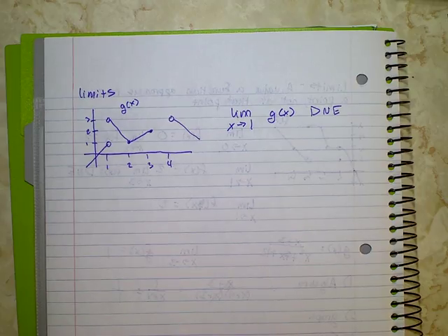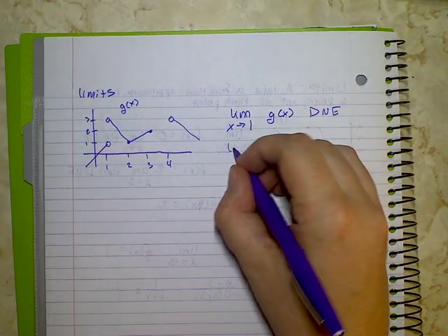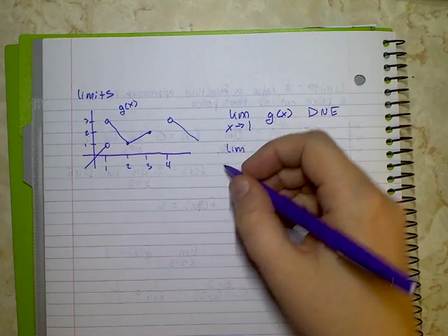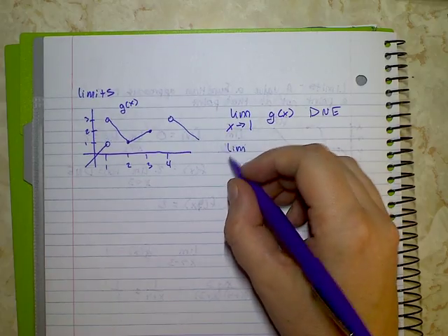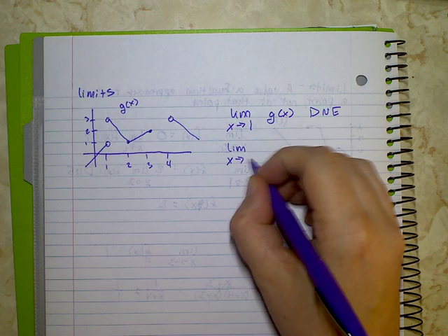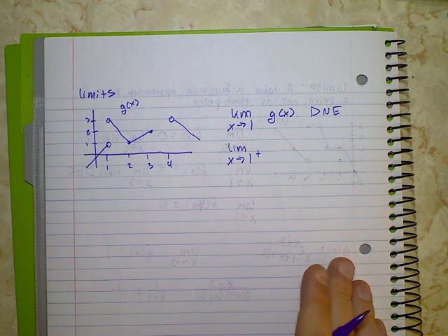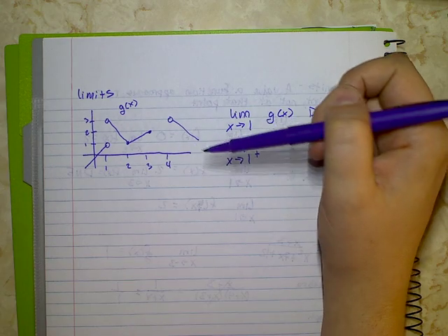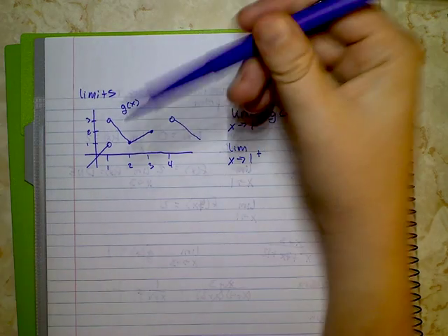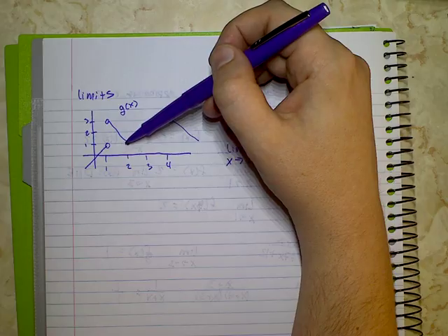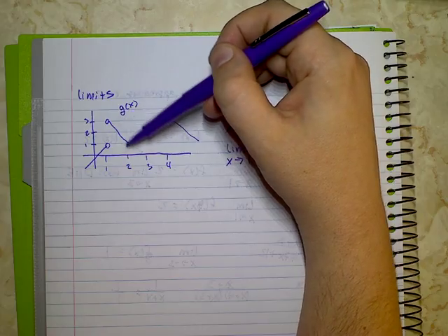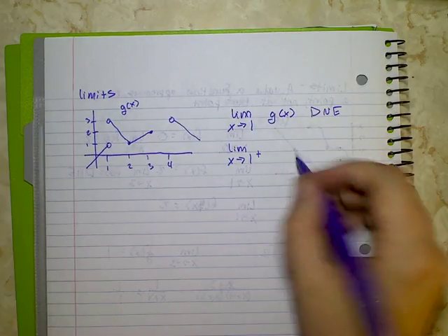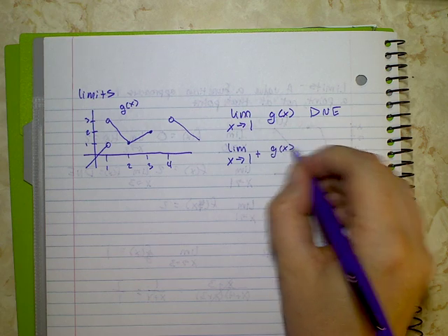Now, I can change that though, and you don't have to change your assignment from Tuesday. If I look at the limit as x approaches 1, and then I put a plus sign on it, that means as x approaches 1 from the right-hand side, plus meaning to the right. So the limit as x approaches 1 from the right-hand side does exist, though. It's 3. And so in this case, g of x would be 3.